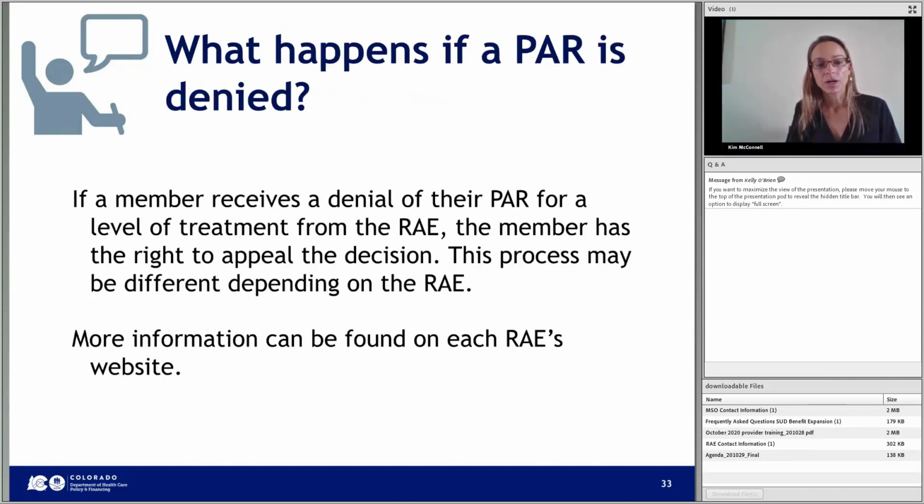What happens if a prior authorization is denied? If a member receives a denial for prior authorization of services, the member has the right to appeal the decision. The policies around those appeals are documented on the RAE's websites and in their policies. If you have questions about that process, the RAEs can speak to those later this morning as well.